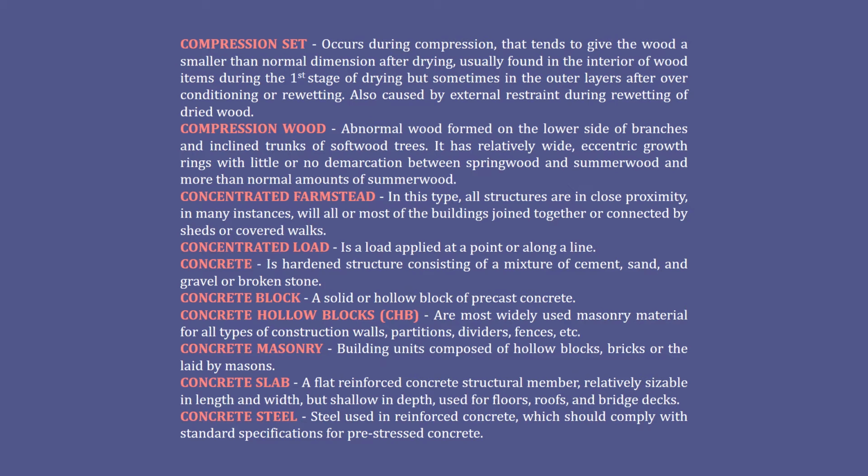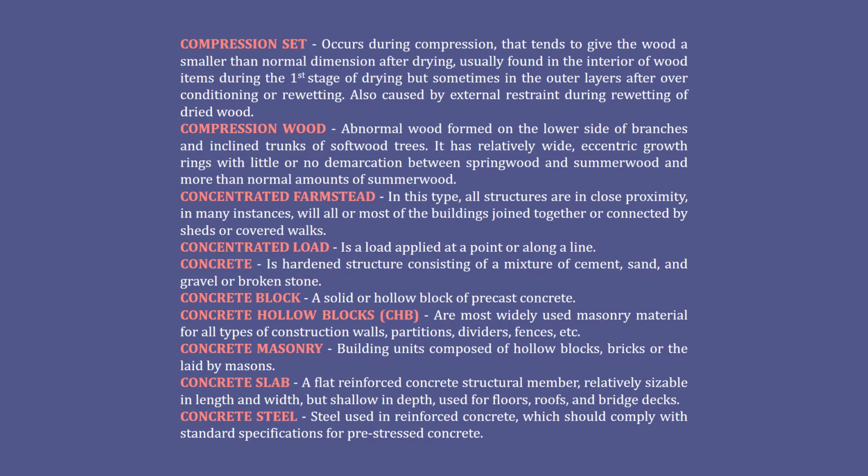Compression wood. Abnormal wood formed on the lower side of branches and inclined trunks of softwood trees. It has relatively wide, eccentric growth rings with little or no demarcation between springwood and summerwood, and more than normal amounts of summerwood. Concentrated farmstead. In this type, all structures are in close proximity. In many instances, all or most of the buildings are joined together or connected by sheds or covered walks.